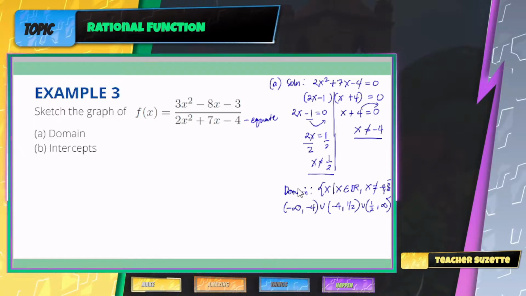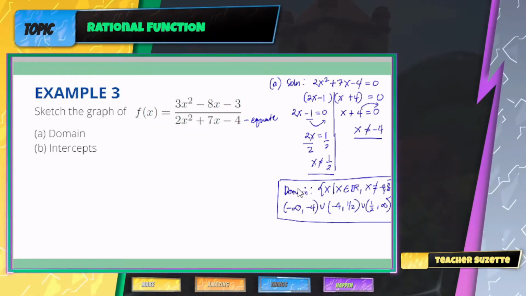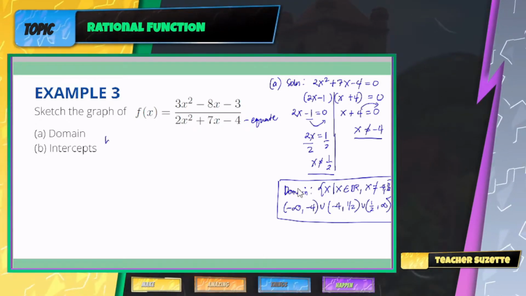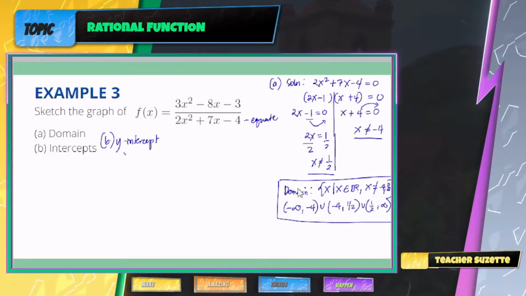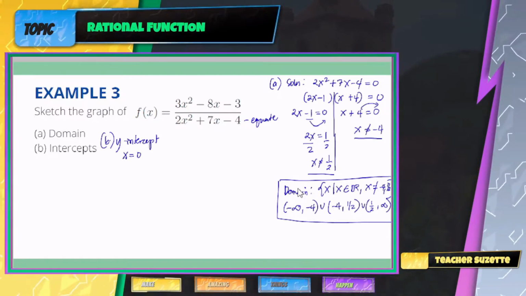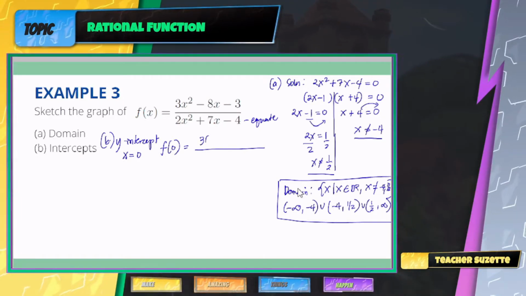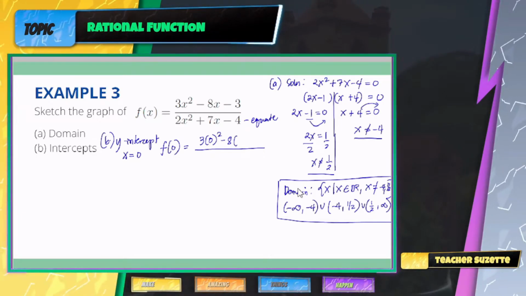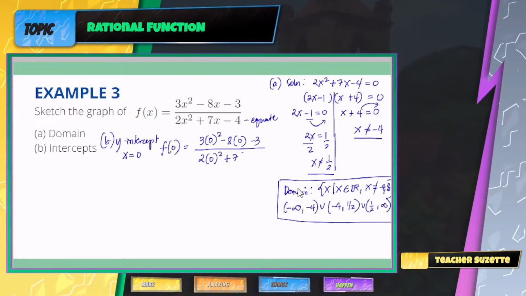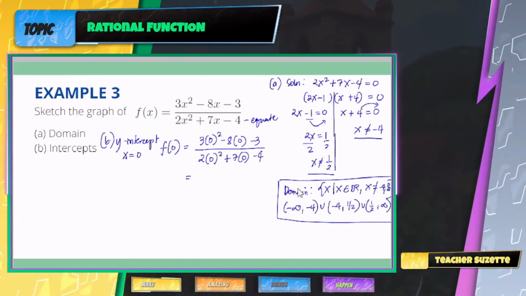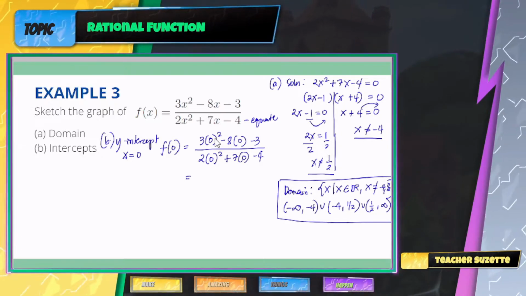Next, we now have our domain. Now, let's identify the x-intercept and y-intercept. First, the y-intercept. For the y-intercept, you just have to let x be equal to 0. So f of 0 is equal to 3 times 0 squared minus 8 times 0 minus 3 over 2 times 0 squared plus 7 times 0 minus 4. This is easy because any number multiplied by 0, even if you square it, the answer will be 0.